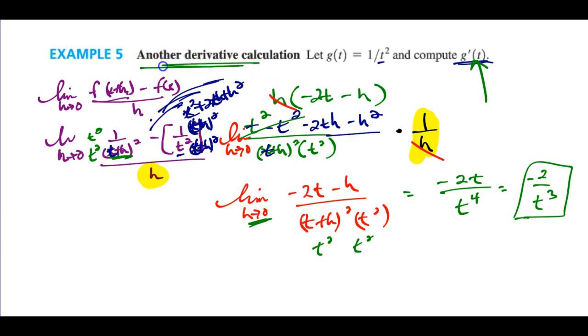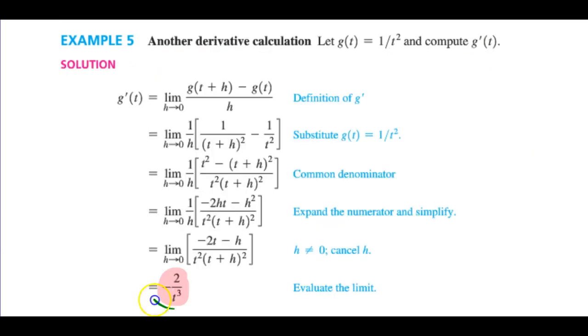But that's all they asked me for. They didn't ask me to write the equation of the line, so I think I'm done with this problem. They just said, what's the derivative, which is the slope formula. That's tangent, and that's it. So good. Negative 2 over t cubed.